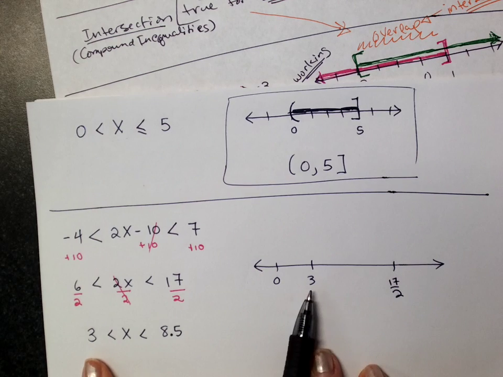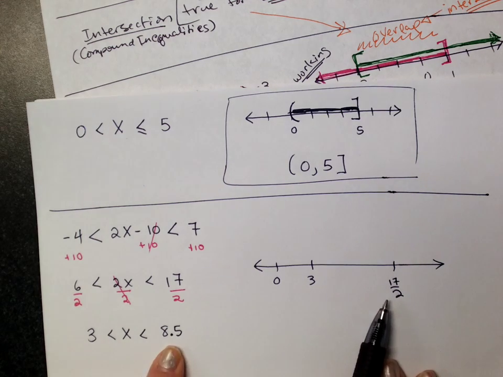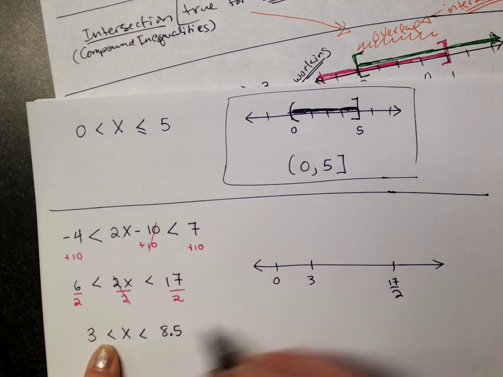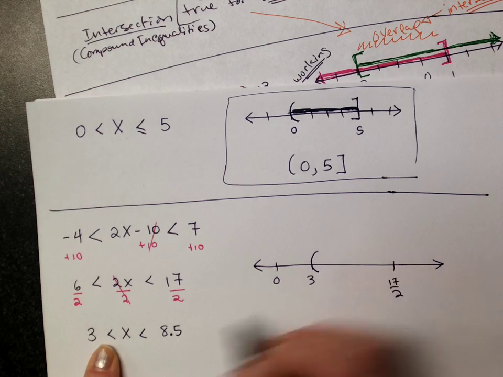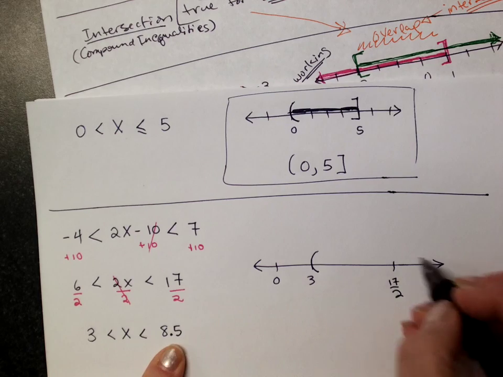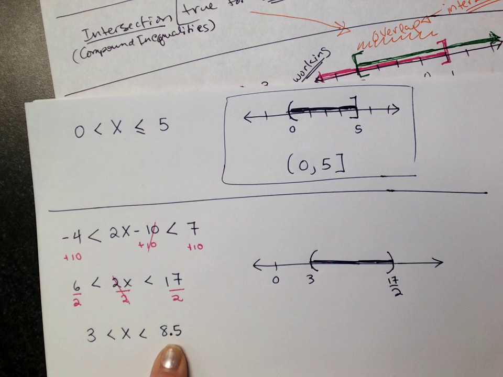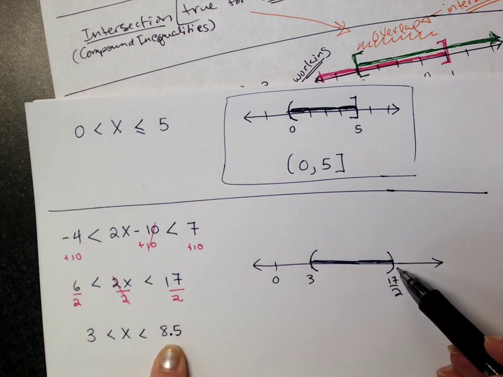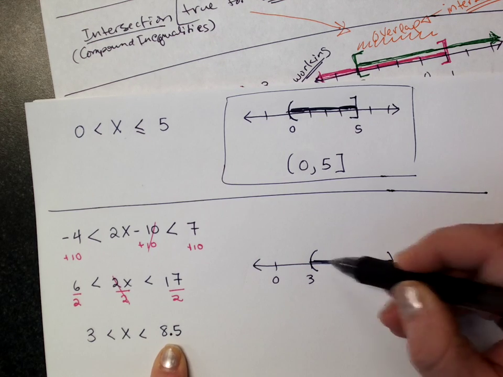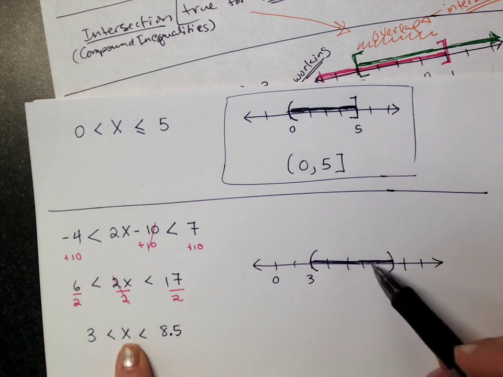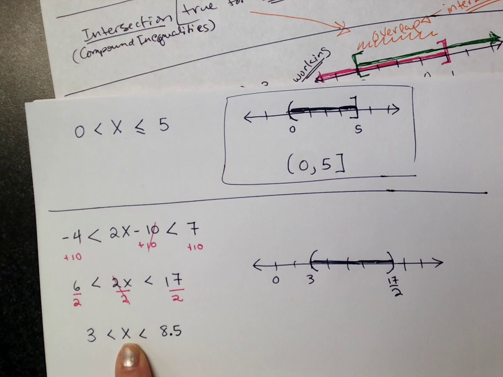It'll always be the smallest one on the left and the greatest one on the right, and x is in between them. In this case, either or both or a mix of these could be included. Is the 3 included? What about the 17 halves? No. So 2 parentheses right on those boundary points. The parentheses tell you they're not included. And you have a chunk of the number line. The value of x is everything in between.